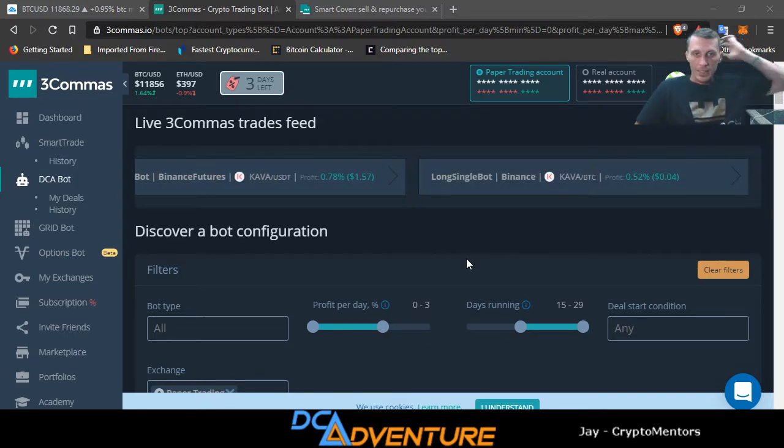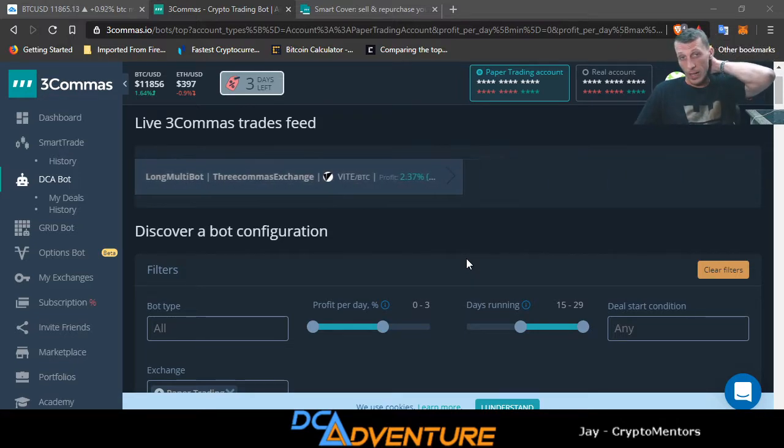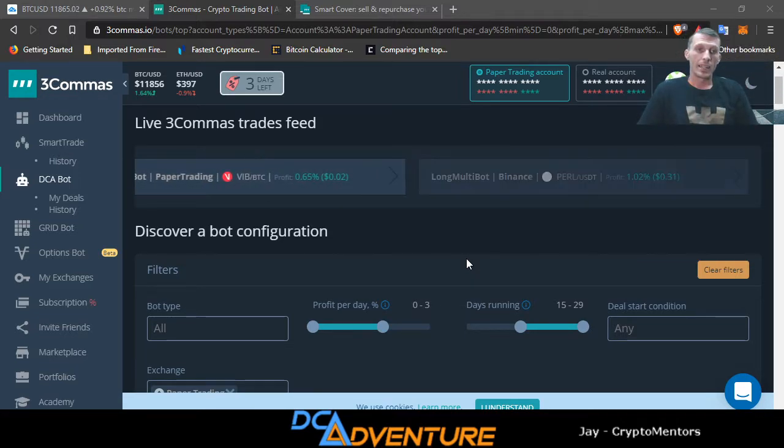But alright guys, so 3 commas. Mainly they are for bots, but they do have a couple other features that I really like. I do not recommend any new person coming into the space trading with bots. You will get wrecked big time if you know nothing about trading and you're just getting in. Don't go in here and try to set up one of these bots, because I'm telling you, you will wreck yourself. Give yourself a little bit of time, and then maybe tinker around with it.